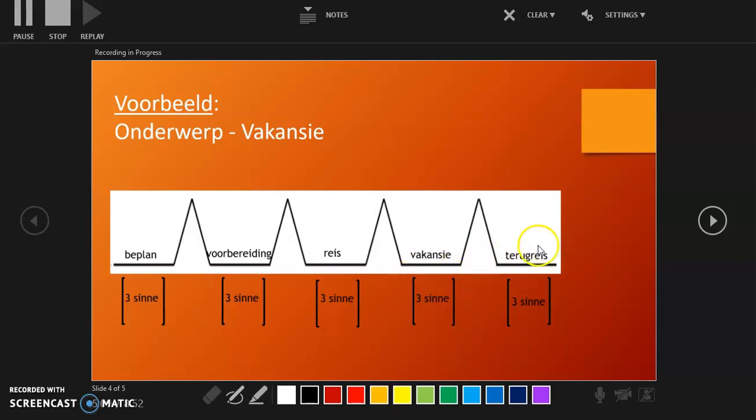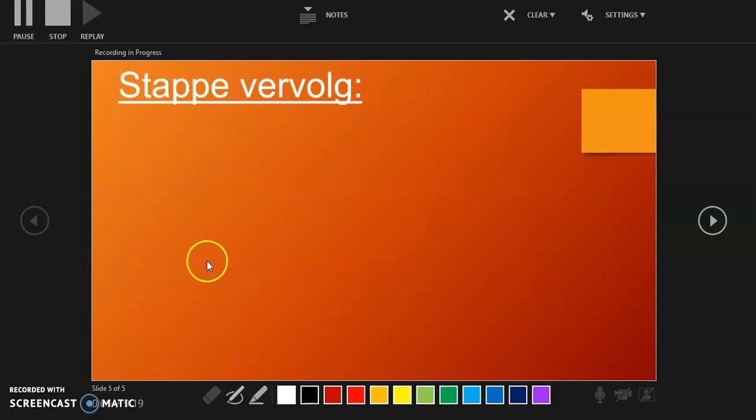And then the last one, terugreis. This was your journey back. You returned home. Again, you can write 3 sentences over here on your journey back. So what happened when you traveled back? Did you travel by airplane again? Maybe you went with a bus or a train. And again, you can write 3 sentences on your traveling experience.